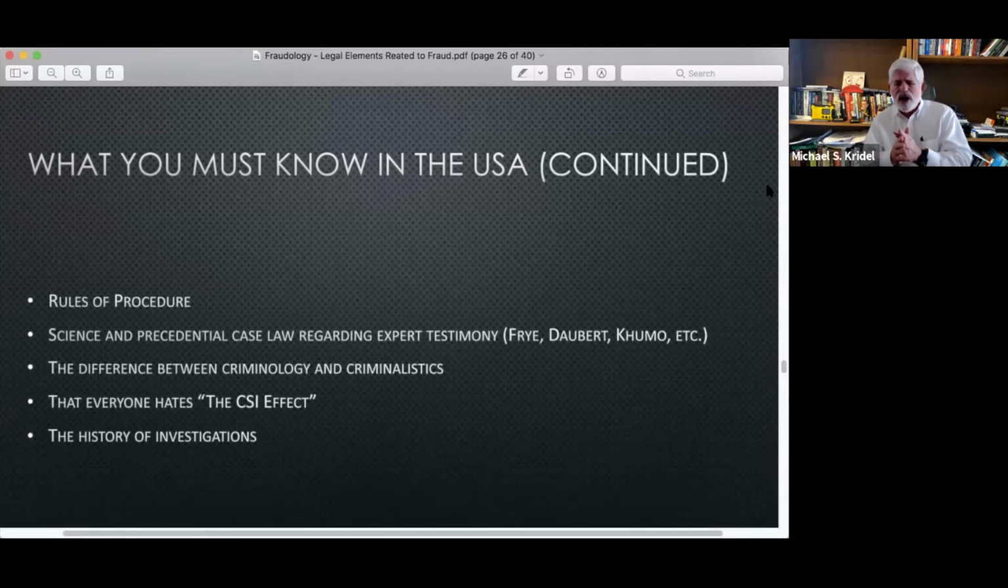You need to understand the difference between criminology and criminalistics. Criminalistics is the actual investigation of a crime. Criminology is sociology applied to criminals.